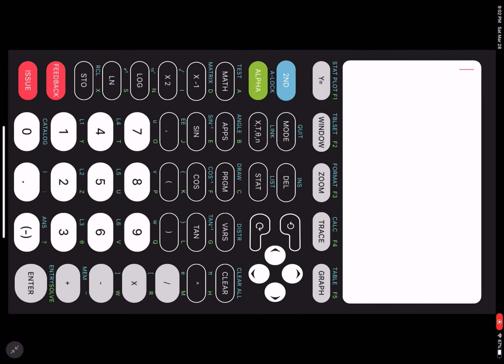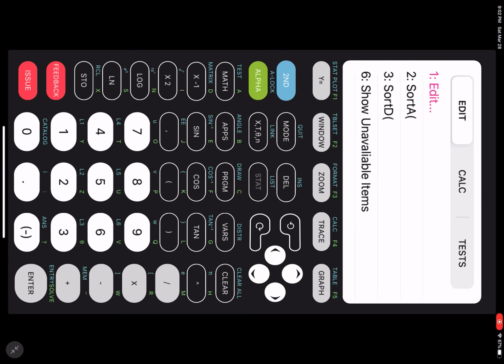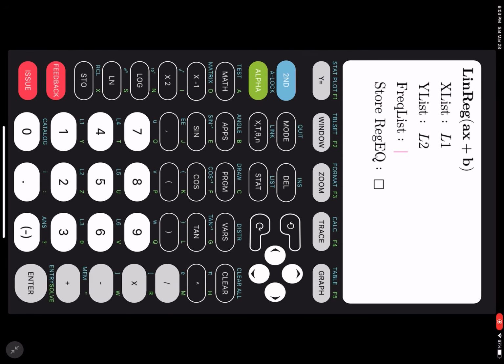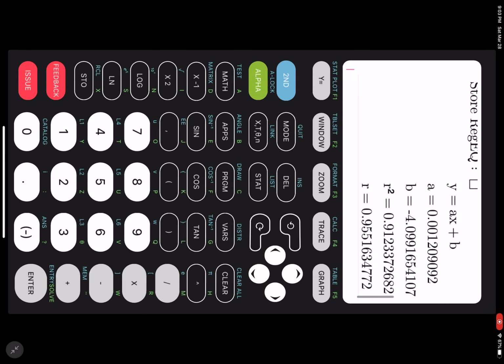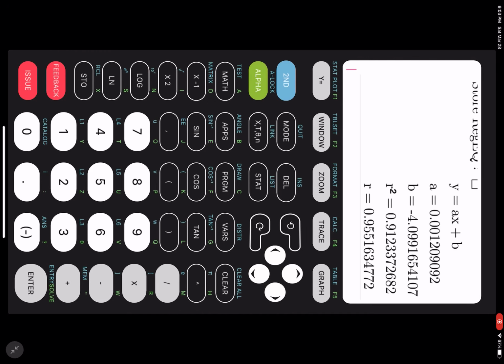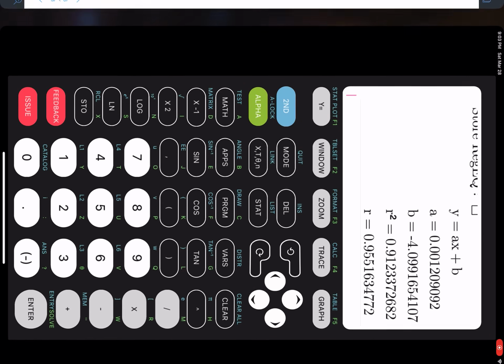So what can I do? Try going to stat and then going to calc and LinReg ax plus b. Okay, and then it automatically inputted L1 and L2 for me. So let's see what it does here. All right, it tells me, oh, this is so cool, it tells me from the calculator what r is. Okay, awesome.